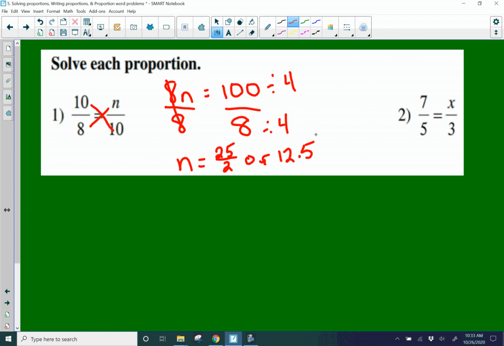Let's take a look at number 2. Again, we're going to find our cross products first. 5 times x is 5x. 7 times 3 is 21. And then my last step would be to divide both sides by 5. I can't simplify 21 over 5, so my answer would either just be 21 over 5, or if we divide 21 by 5 on a calculator, we would get 4.2. Both of those would be considered correct answers.